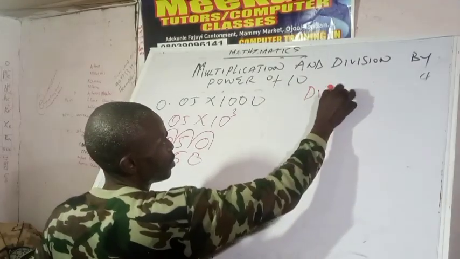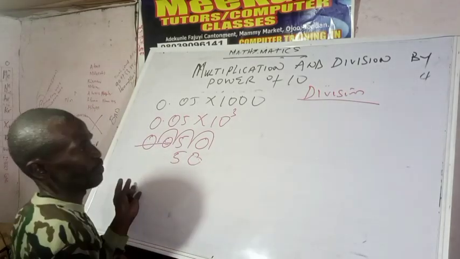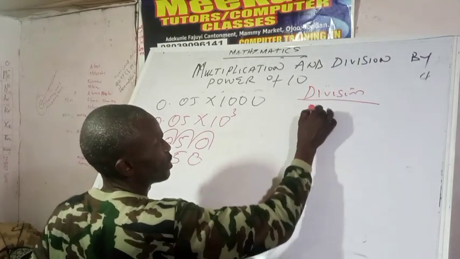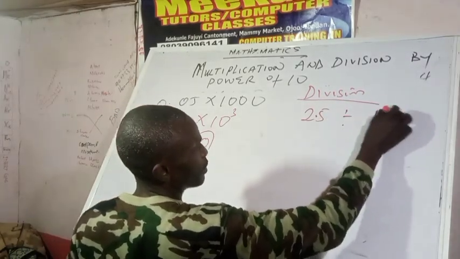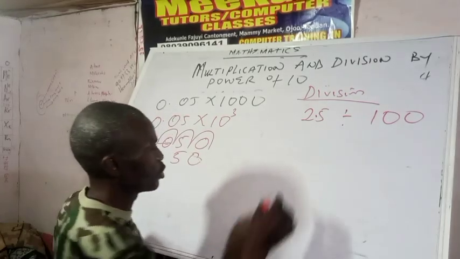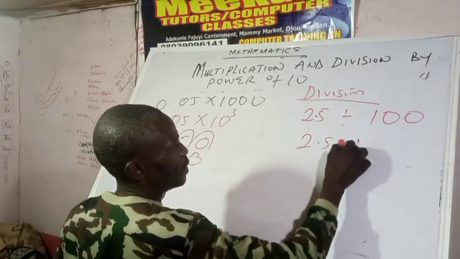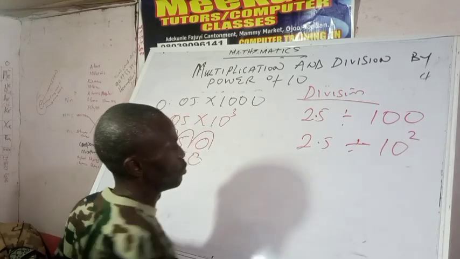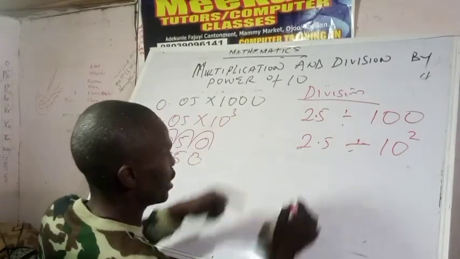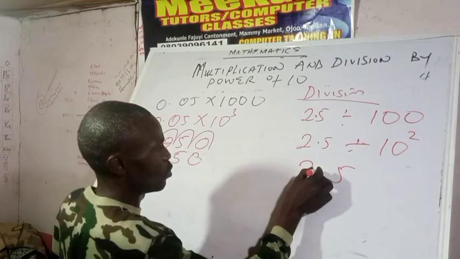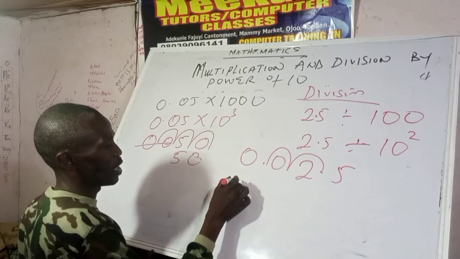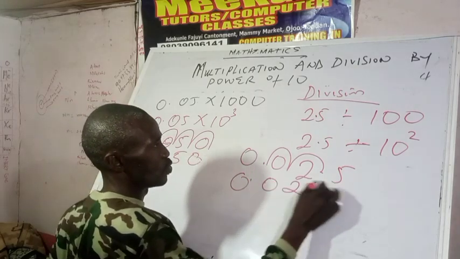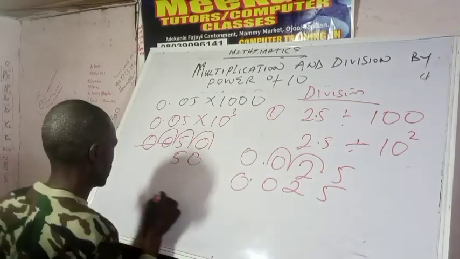Now, what if it is division? If a division, you shift to the left. Watch here. You have 2.5 divided by 100. This is the same thing as 2.5 divided by 10 raised to power 2. So for it is division, you shift to the left. I'll write 2.5. Let's go: 1, 2. I'll put 0 in between. What do you have? 0.025.